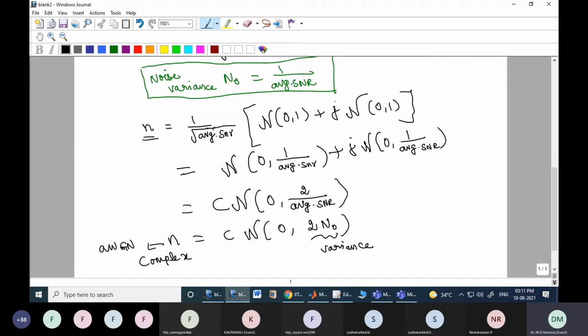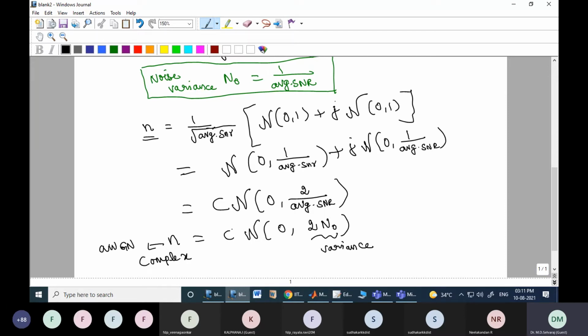N is equal to, if I set it by average SNR square root, if I put it in the similar path, it will come. The resultant variance of the noise N is going to be 2N0, which is the variance of the additive white Gaussian noise N. So this is what I set.